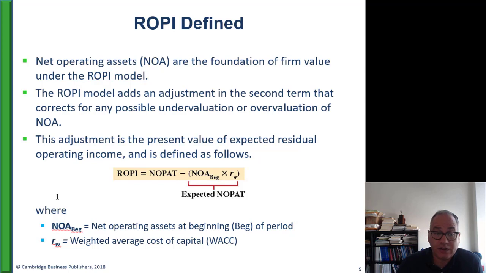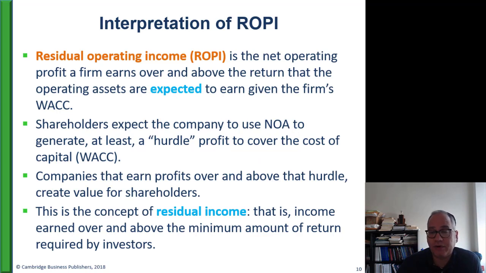So again, ROPI, residual operating income, would be NOPAT minus expected NOPAT, defined as net operating assets at the beginning of the year times the return based on weighted average cost of capital. And the way you would interpret this is that this is the profit above and beyond what your operating assets would be expected to return. The company has operating assets and they're going to make a certain amount of money. That's what they're there for. ROPI says that there's going to be a little something extra. And that's really where firm value comes in.